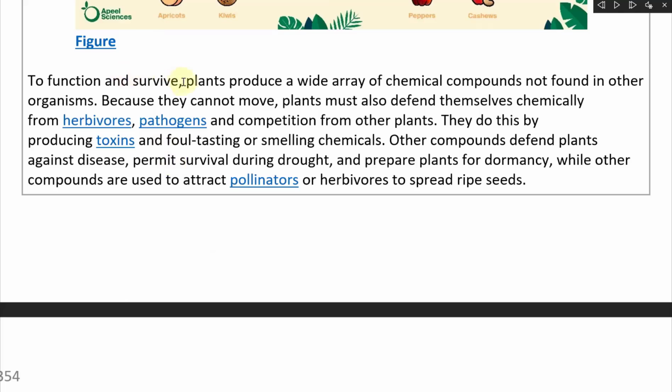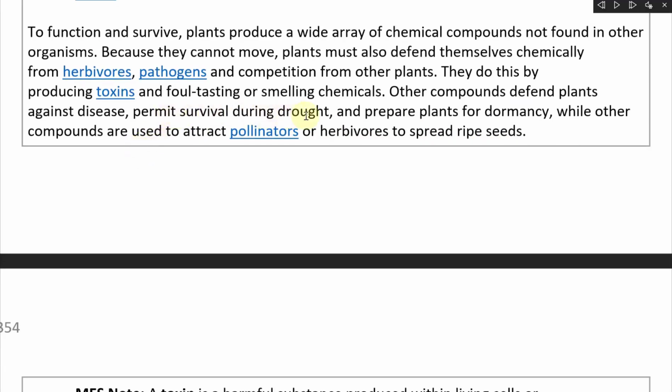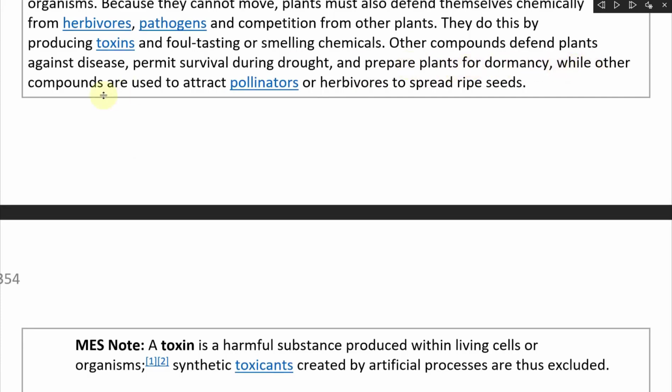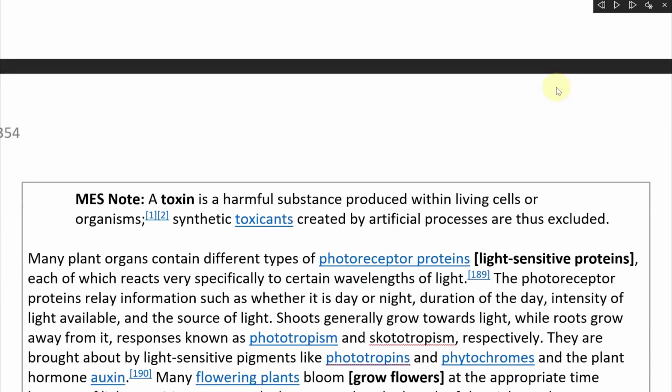To function and survive, plants produce a wide array of chemical compounds not found in other organisms. Because they cannot move, plants must also defend themselves chemically from herbivores, pathogens, and competition from other plants. They do this by producing toxins and foul-tasting or smelling chemicals. Other compounds defend plants against disease, permit survival during drought, and prepare plants for dormancy, while other compounds are used to attract pollinators or herbivores to spread ripe seeds.